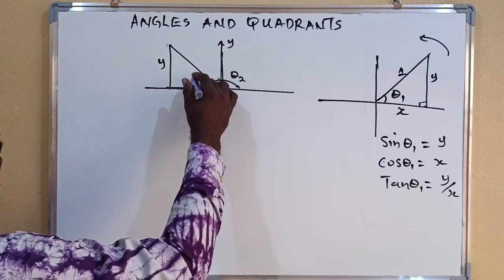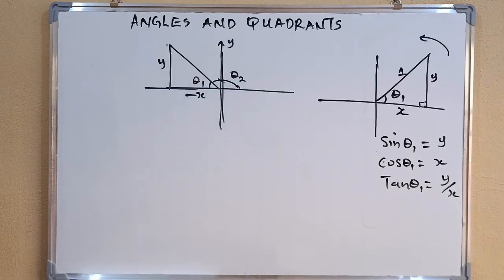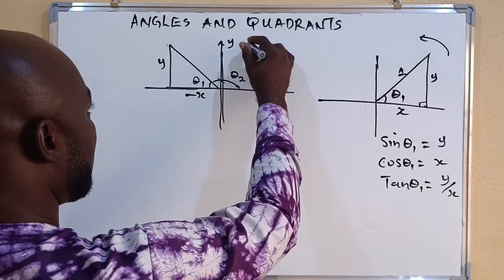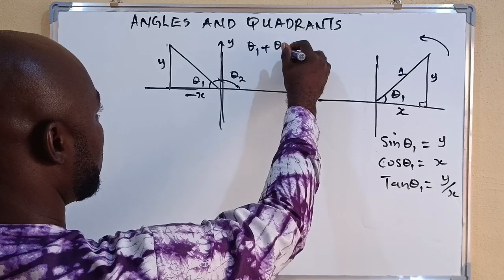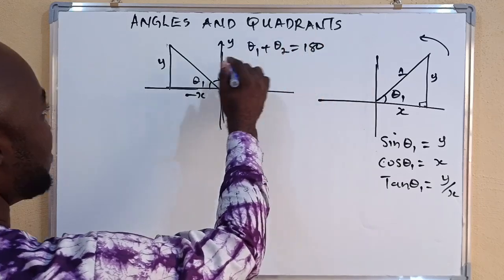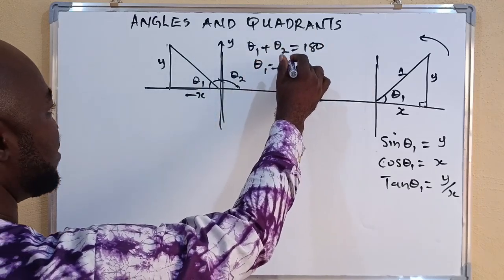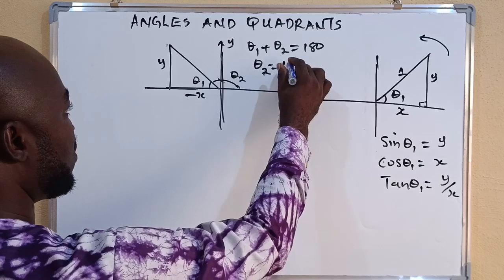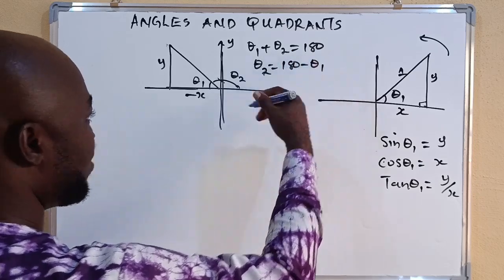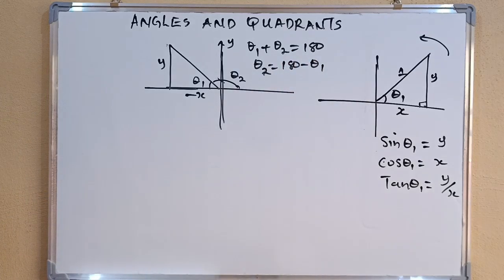So here is theta 1. Theta 1 plus theta 2 will give you 180. So theta 2 will be 180 minus theta 1, and otherwise.